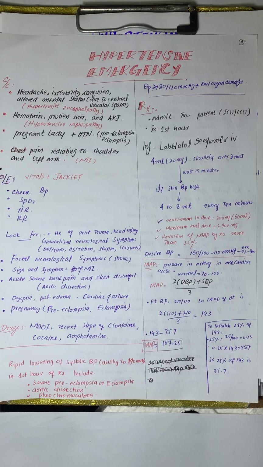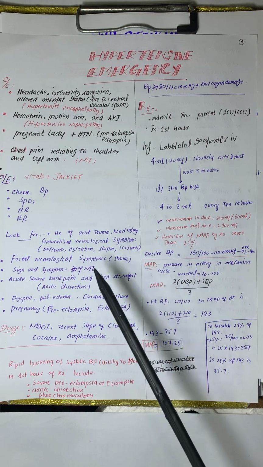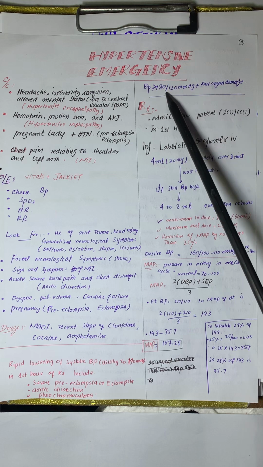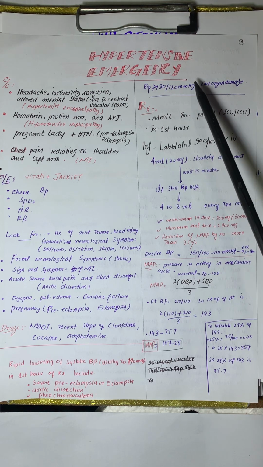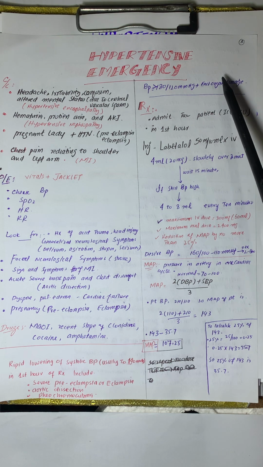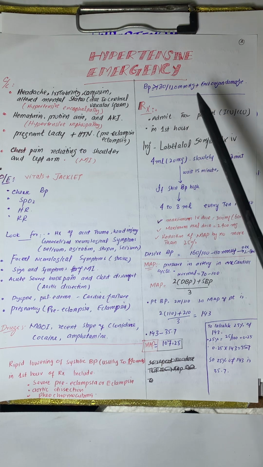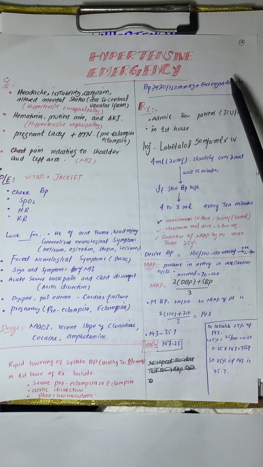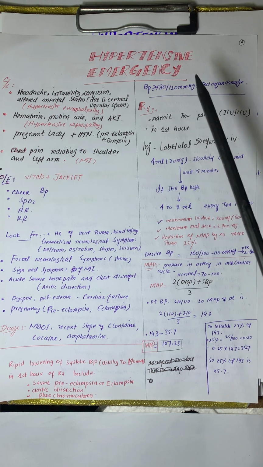Okay, today we discuss hypertensive emergency and hypertensive urgency. In hypertensive emergency, patients present to you with high blood pressure more than 180 by 120 mmHg with end-organ damage. In hypertensive urgency, patients present to you with high blood pressure but no end-organ damage, and mostly patients are asymptomatic. In hypertensive emergency, patients are symptomatic.